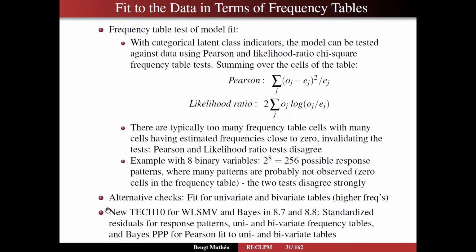That comes out in new TECH10 for both WLSMV and Bayes in version 8.7 and also in version 8.8. Where you get standardized residuals for response patterns. We're going to focus on the 20 most frequent patterns, and uni and bivariate frequency tables, plus Bayes PPP for Pearson, fit to uni and bivariate tables.